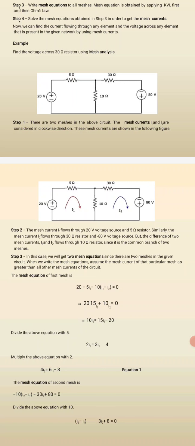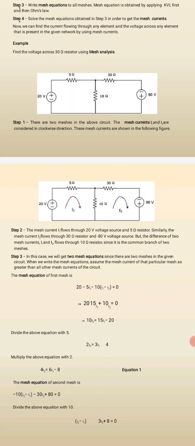According to step 2, the mesh current I1 flows through the 20 volt source and the 5 ohm resistor. Similarly, the mesh current I2 flows through the 30 ohm resistance and minus 80 volts, because the voltage source is connected negatively. You can see the 20 volts is positive-negative, the 80 volts is negative-positive. That's why we are considering a minus 80 volt source. But the difference of the two mesh currents I1 and I2 flows through the 10 ohm resistance, since it is the common branch of the two meshes.